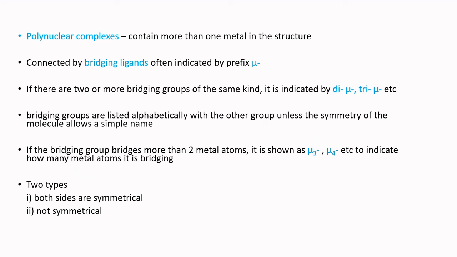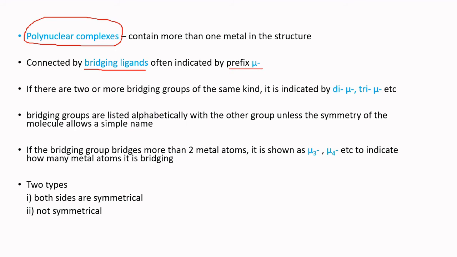For polynuclear complexes, I hope you still recall what polynuclear complexes are. They are complexes that contain more than one metal in the structure. These polynuclear complexes are usually connected by a bridging ligand, which is often indicated by the prefix mu.